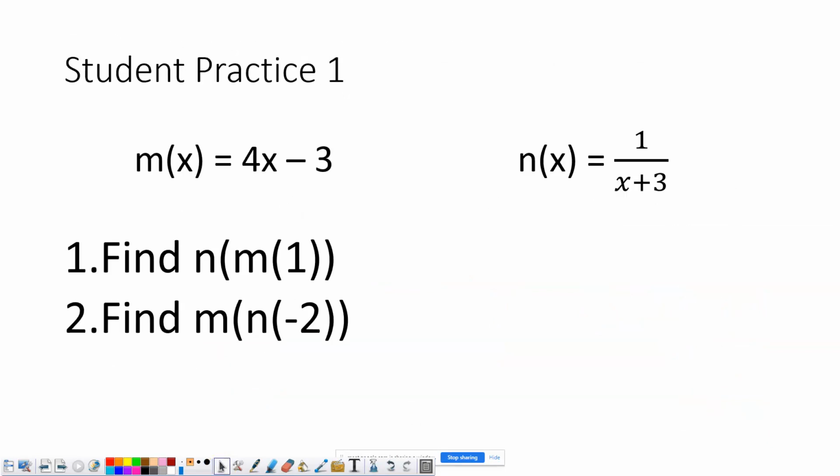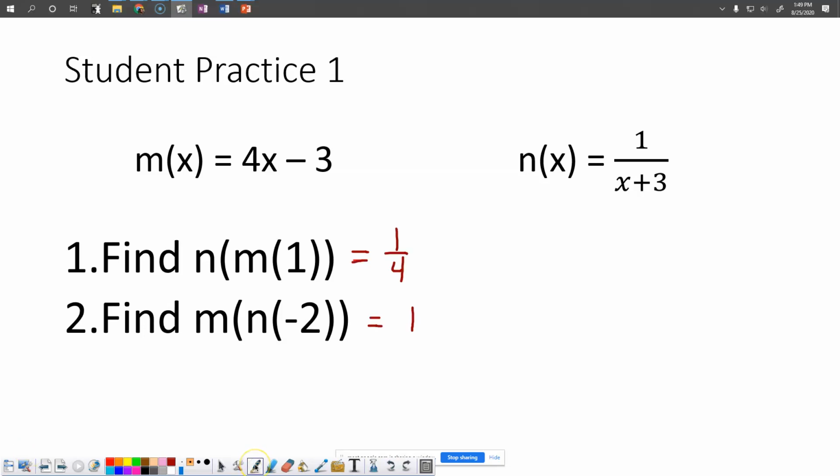All right, so why don't you guys go ahead and pause the video here and see if you can get the correct solutions to these problems. All right, so there's your answers. If you were to plug 1 into the m function, m of 1 would become 1. And when you plug 1 into the n function, you get 1/4. If you plug -2 into the n function, you get 1. And when you plug that into m, you get 1 as a final answer. So, you guys have it.